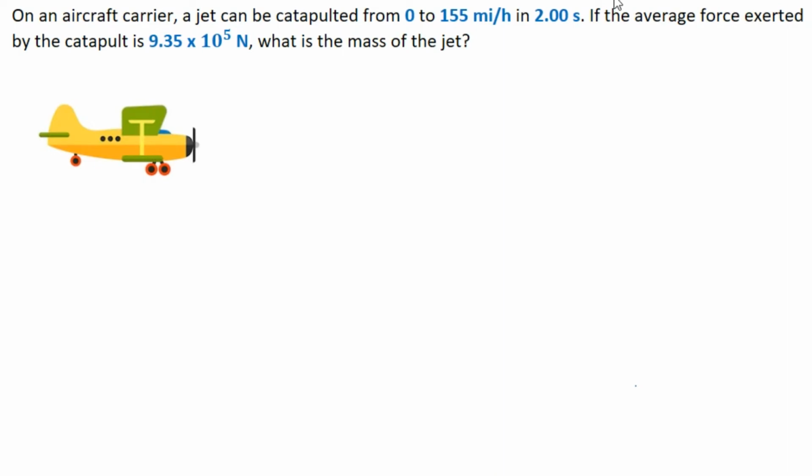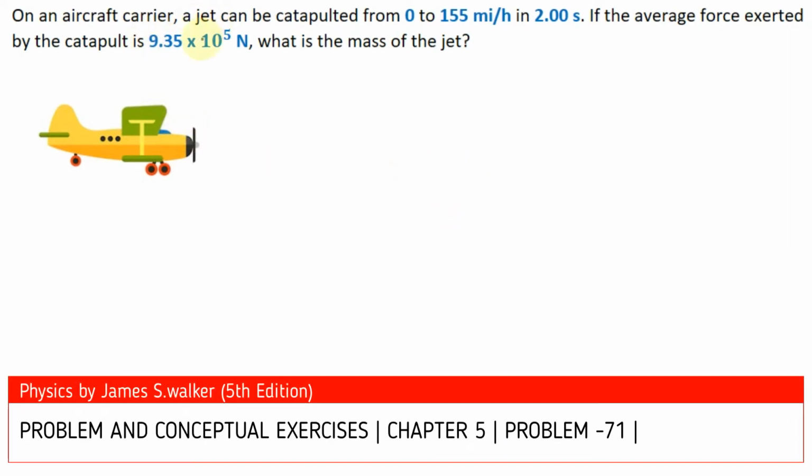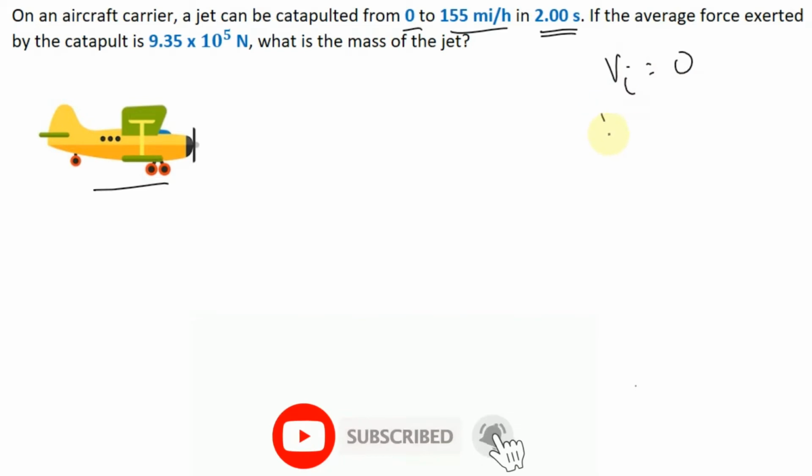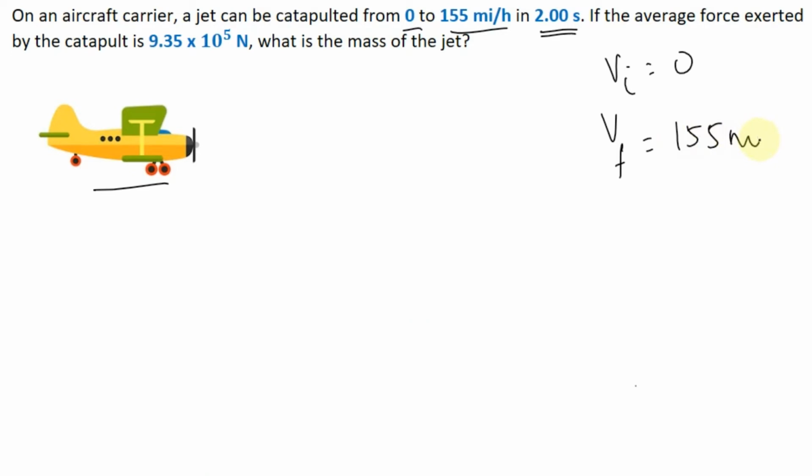Now in this question we are given that on an aircraft carrier a jet can be catapulted from 0 to 155 miles per hour in just 2 seconds. So initially it has zero velocity and it increases to 155 miles per hour in just 2 seconds. This is what we are given. Now if the average force exerted during the process is 9.35 times 10 to the power 5 Newton, then we need to find the mass of the jet.